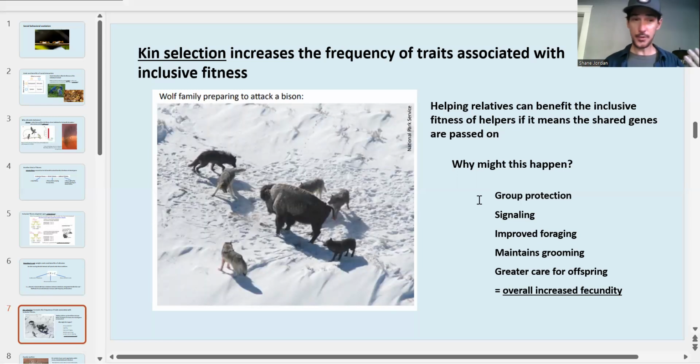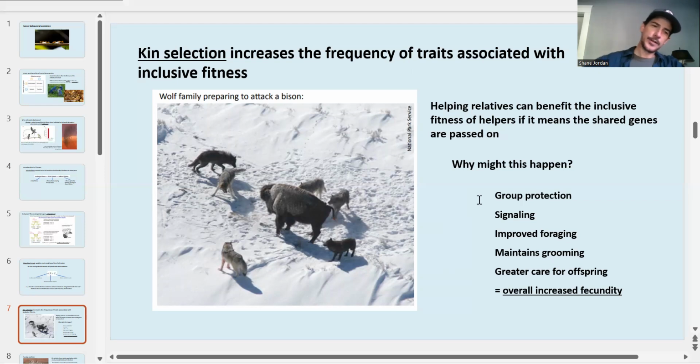Or even certain situations where different family members are assisting each other with grooming one another, which might actually lower the chances of them being infected by parasites, or situations where different family members are helping raise offspring that are not necessarily theirs, again, because they're gaining some indirect fitness, because those offspring, even if they're not their own offspring, still share some of the same genetic information. And all these kinds of behaviors really lead to an overall increase in something we call fecundity, which is basically a fancy word for reproductive success.